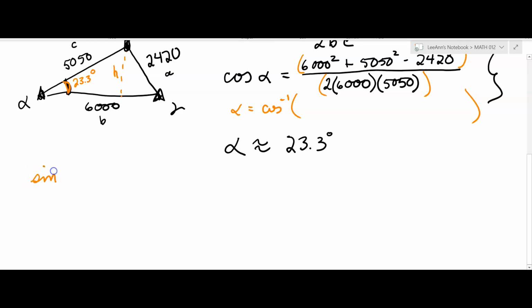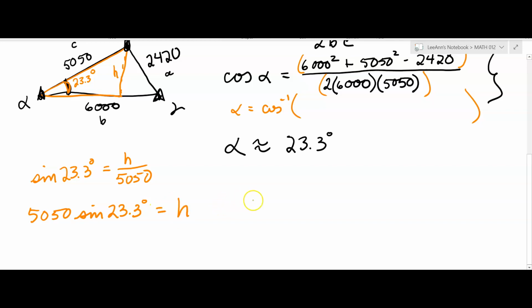So the sine of 23.3 degrees is going to equal H over the hypotenuse, 5,050. So I'm looking at this little right triangle here. And then I'm going to take 5,050 times sine 23.3 degrees. And that's going to be H. So it's going to be approximately equal to, and I will just let you hear me do this on my calculator, 5,050 sine 23.3. I don't know how accurate they want it to be.